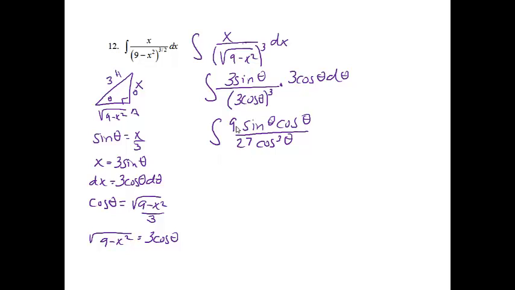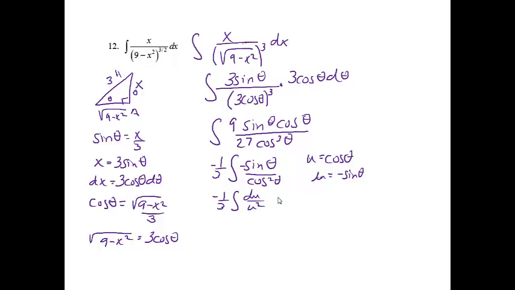Alrighty, so now 9/27 is 1/3. I'm going to bring that to the outside. And then if I simplify, I'll have sine of theta over cosine squared theta. And I notice at this point I can do a u substitution. I'm going to let u equal the cosine, which means du is going to be negative sine theta. So I'm missing a negative. So there we go. So now I have negative 1/3 du over u squared, which is the same thing as u to the negative 2.